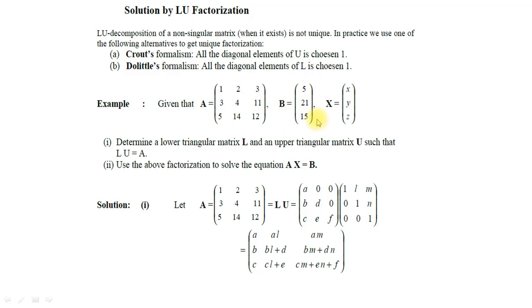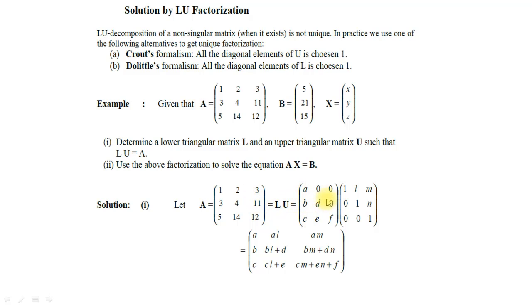Now to solve this system for the matrix X by LU decomposition, first of all determine a lower triangular matrix L and an upper triangular matrix U such that A = LU. Use this factorization to solve the equation AX = B. First of all, decompose this matrix A into L and U. So A = LU.